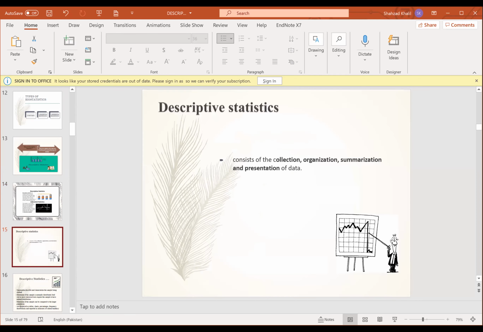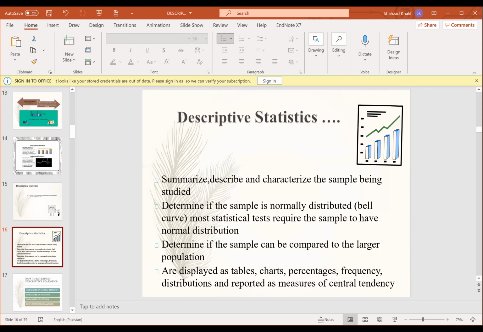So, descriptive statistics consist of the collection, organization, summarization, and presentation of the data. Descriptive statistics summarize, describe, and characterize the sample being studied. It determines if the sample is normally distributed, which is a bell-shaped curve, because most statistical tests require the samples to have normal distribution. It determines if the sample can be compared to the larger population, and is displayed as tables, charts, percentages, frequency distributions, and reported as measures of central tendency.